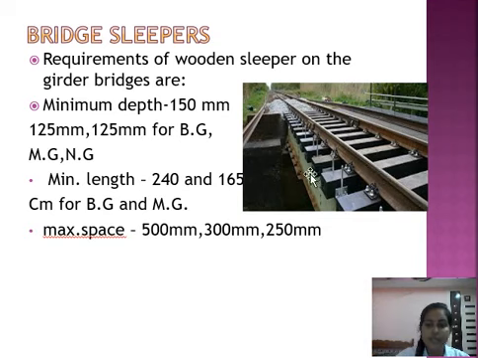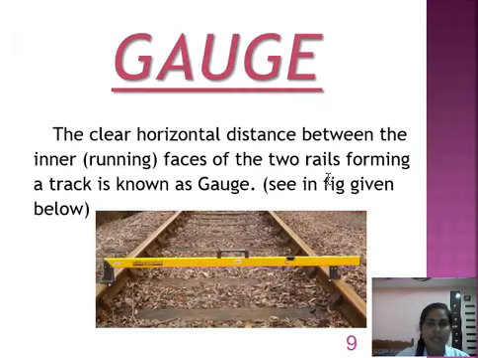Then the maximum space between two sleepers. Maximum space between sleepers is 500 mm for broad gauge, 300 mm for meter gauge, 250 mm for narrow gauge.